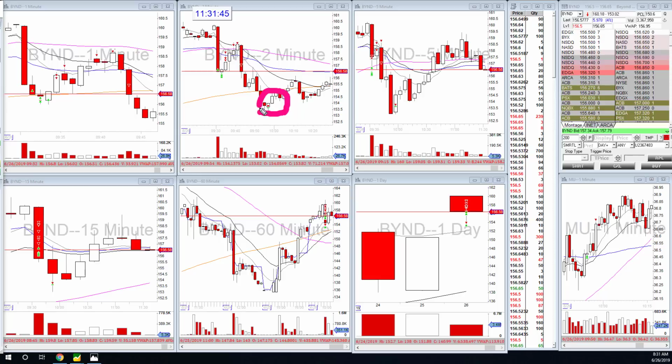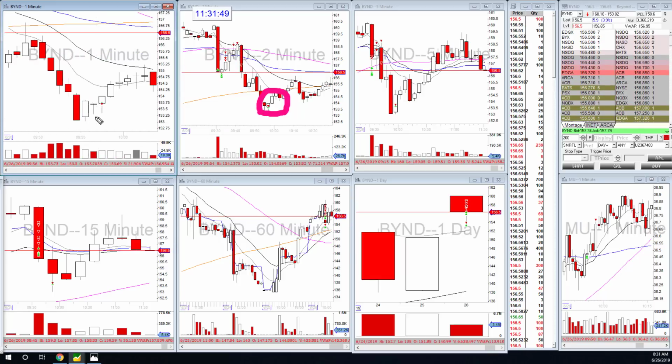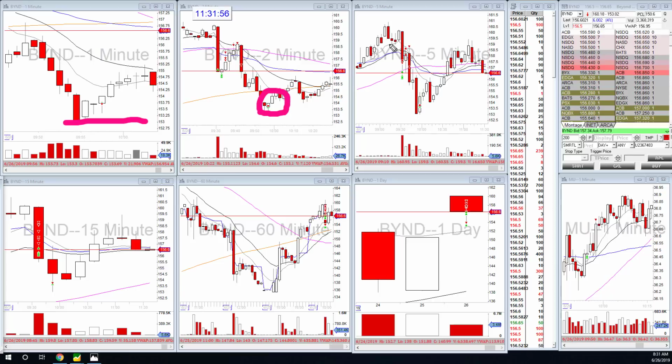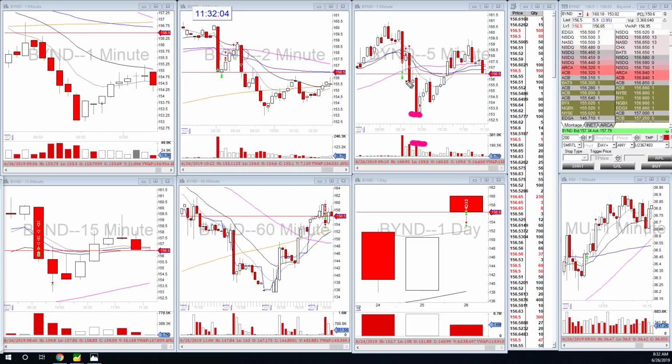I had this. This was a long. Let's go on the 1-minute chart. Now, what did I see? I saw even $153 holding. Look at this chart. It's just bleeding. You guys, look at this. How in the heck do you go long right here? Why does this not continue to go down on heavy volume after a big dump?